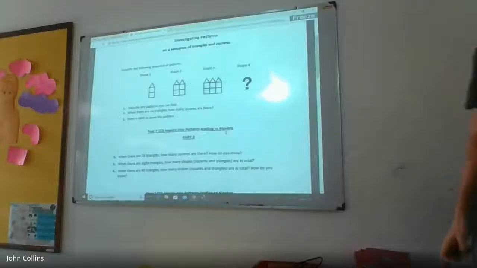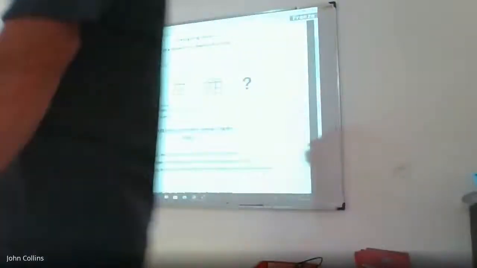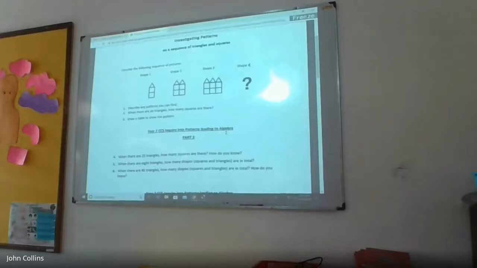How many patterns did you find? We'll get a little hands up for describing the pattern. Anyone want to describe the pattern? Basically, the ratio of triangles to squares is 1 to 2. Right, so we use ratios, 1 to 2. Any other pattern you found?